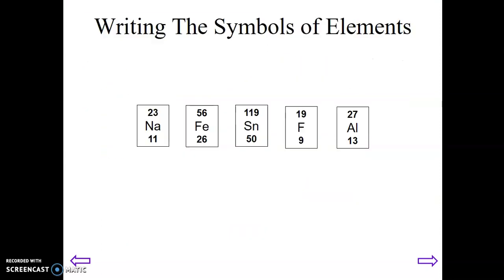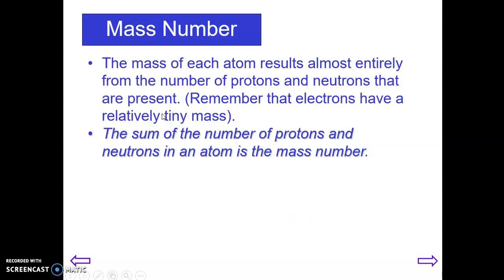Now the other number, if you look at each box, there's another number, a bigger number. That's what we call the mass number. Now the mass number is the total, or the sum, of the number of protons and neutrons in an atom of that element. That's what that bigger of the two numbers tells you.